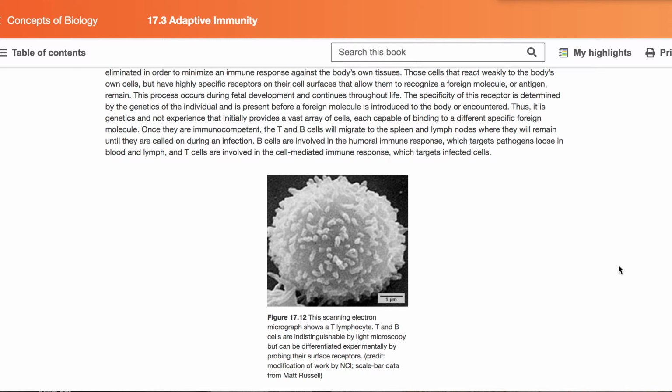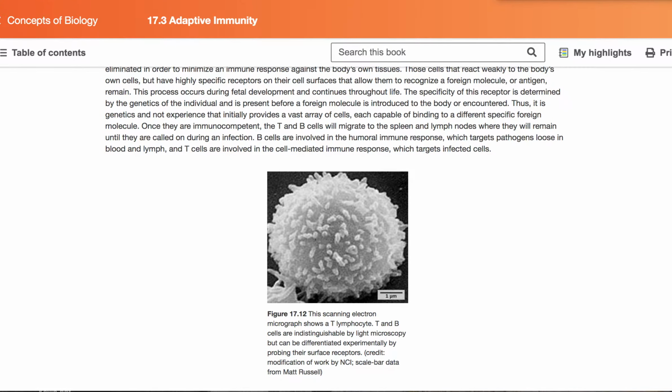And again, an antigen is a molecule that stimulates a response from your immune system. It's something that doesn't belong there. So try to keep in your mind that antigen is basically the bad guy, and it gets your immune system going. Okay, so when we talk about this, we need to talk about T cells and B cells.